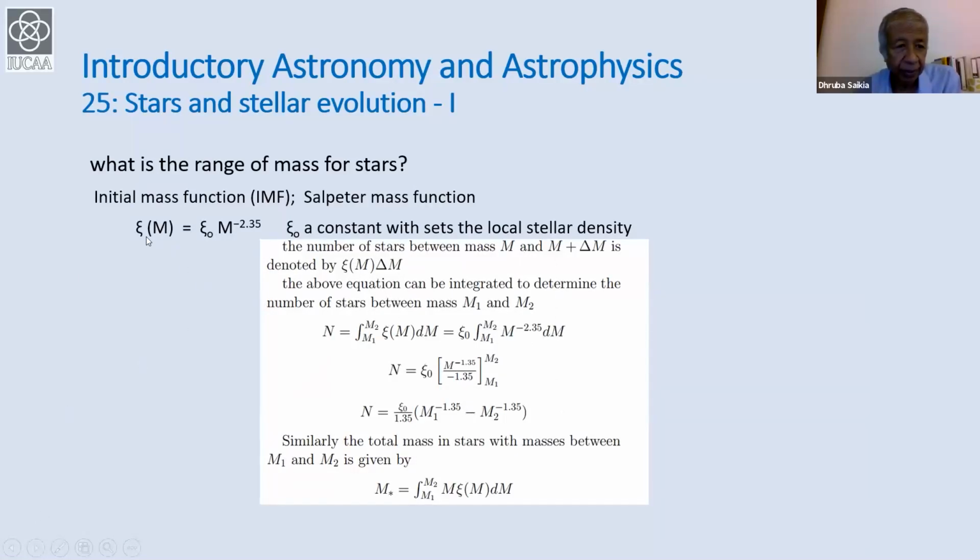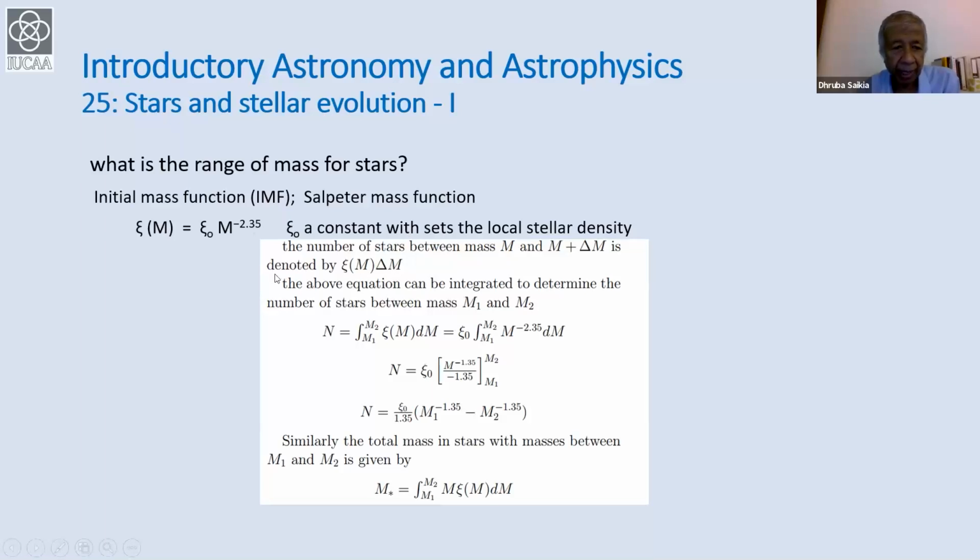Now for a solar neighborhood, you can define Xi(m), where Xi(m) dm is the number of stars between mass m and m plus dm. So this is just the number of stars at Xi(m). And in the solar neighborhood this is given by Xi 0 times m to the power of minus 2.35, where Xi 0 is a constant which sets the local stellar density.